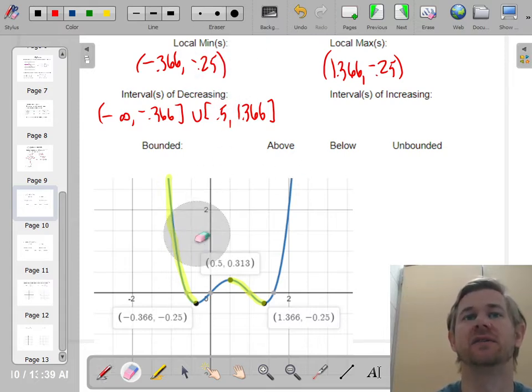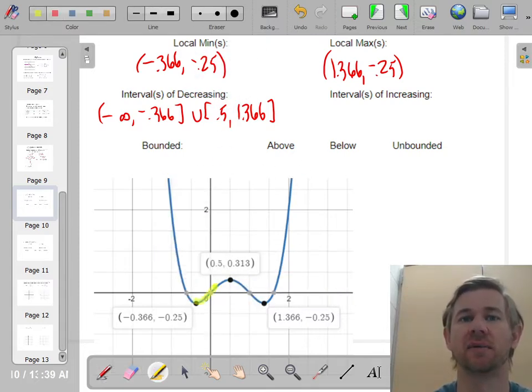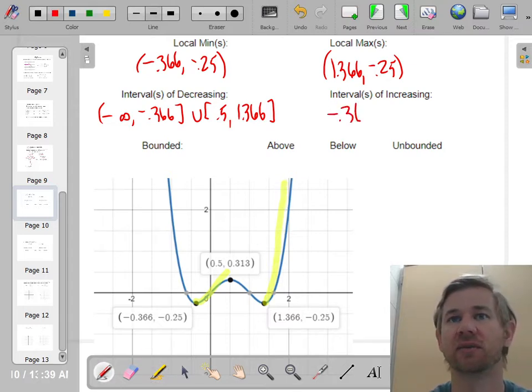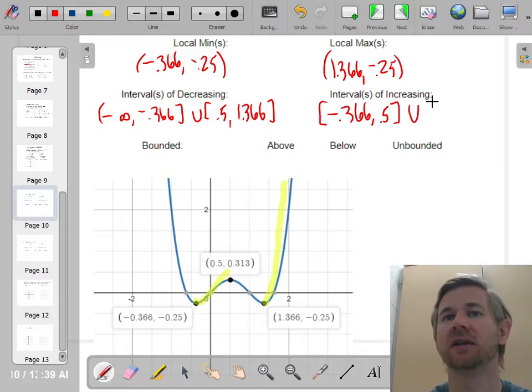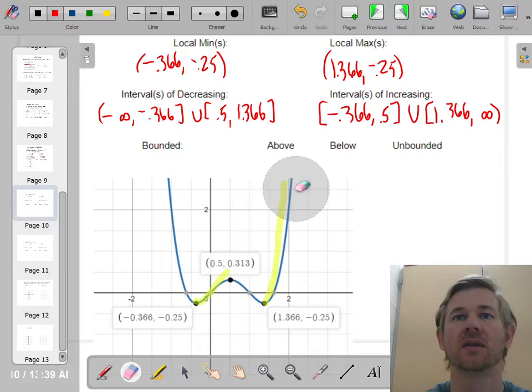Interval of increasing. For increasing, we do the same thing, but we're talking about the intervals where it's going up. So that would be negative 0.366 to 0.5 in brackets, and then union 1.366 to, as x goes to positive infinity, we're increasing. Okay? Those are the intervals of increasing.